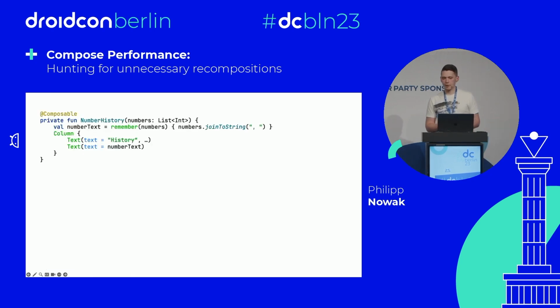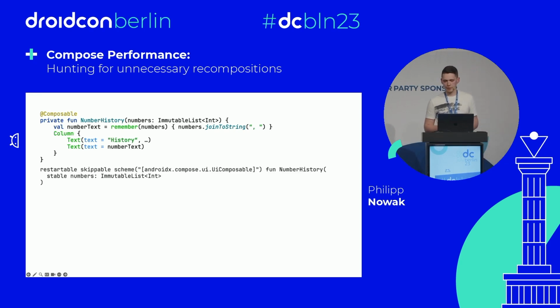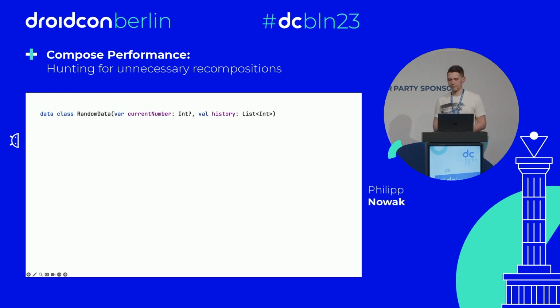So let's change our numbers parameter into being an immutable list, generate our compose compiler metrics, and see our list of numbers is finally stable and our number history composable is skippable. Now we also need to apply the changes to the caller side. Let's change the history property in our UI state model into being a persistent list.